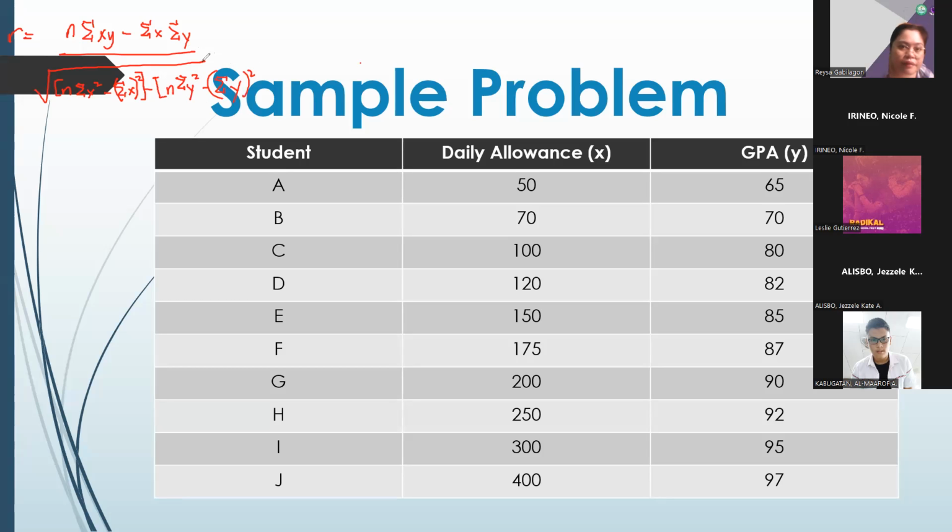Yan. So, ano yung mga bagay na kailangan nating kunin? So, for the N, you just have to count kung ilan ito. 1, 2, 3, 4, 5, 6, 7, 8, 9, 10. So, this is 10 ang total. Now, ang next natin kukunin, XY. Summation of XY, meaning i-multiply natin yan, class.